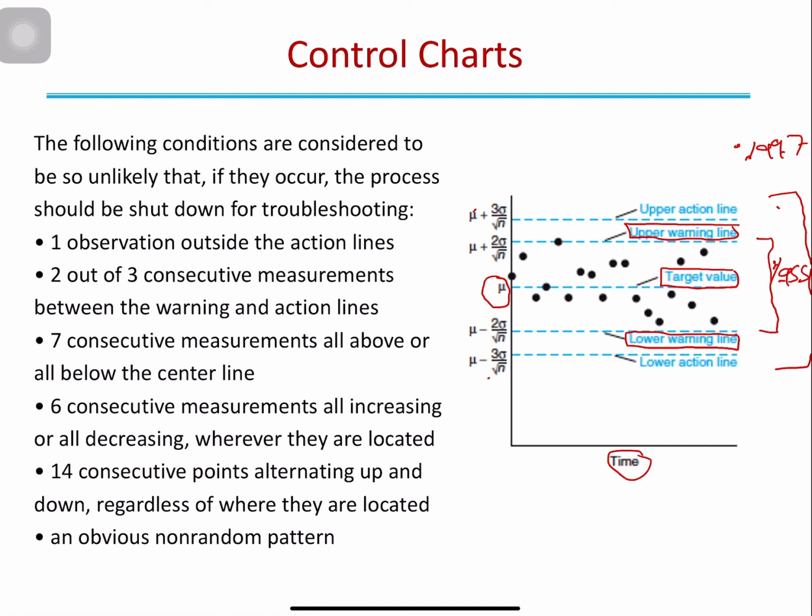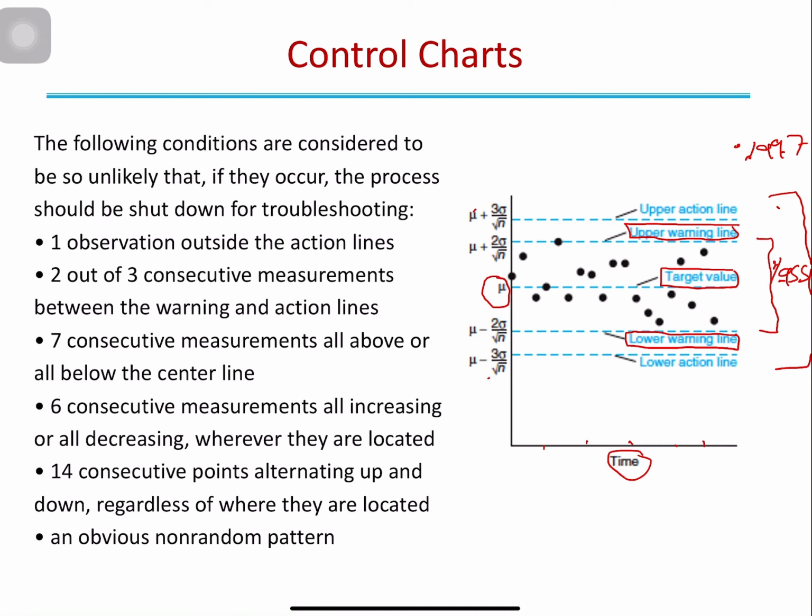Normally when you do your measurement against time, you start to monitor your results and how they are distributed between all of these lines. If there is anything that indicates a non-random distribution of the results, we should immediately stop the process and shut it down for troubleshooting. So let's have some examples of these non-random patterns in our results.